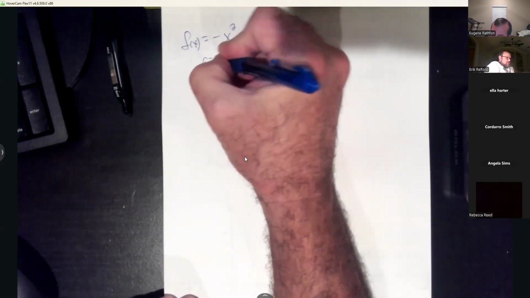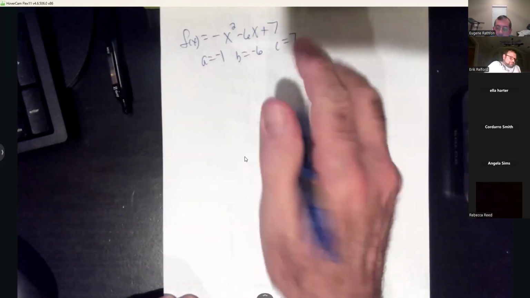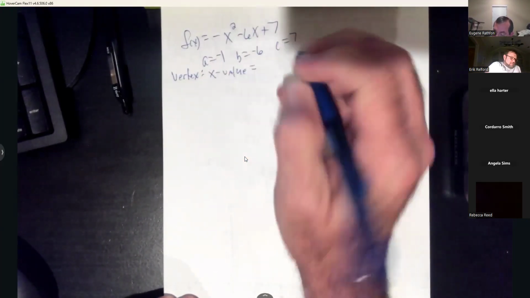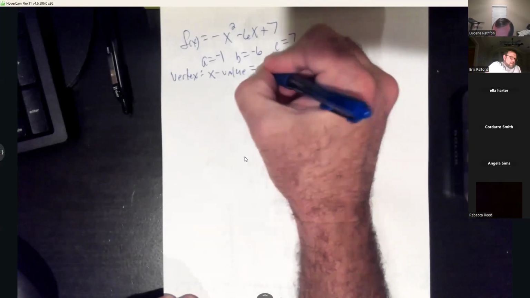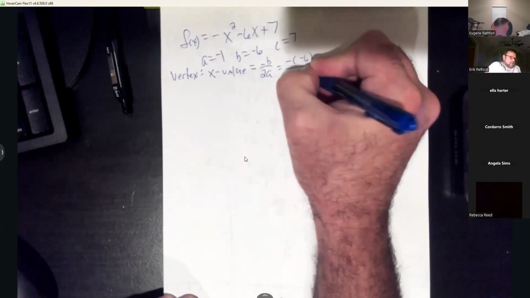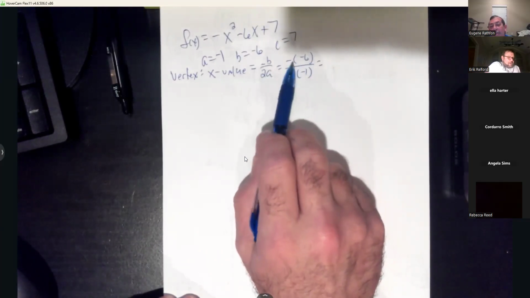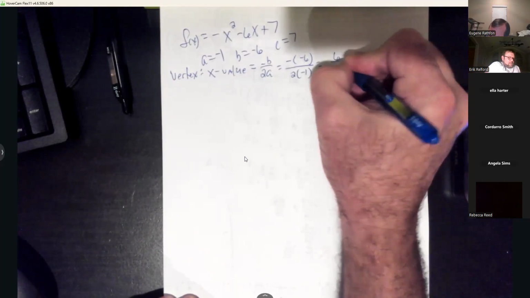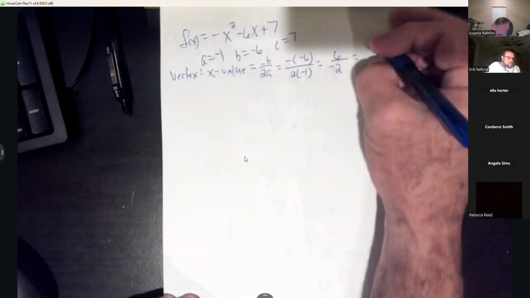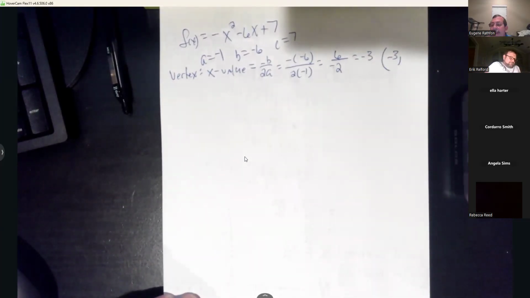All right, so let's see. A is a -1 this time. B is a -6. And C is 7. So we're going to find our vertex, x value first. Negative B over 2A will equal a negative times -6 over 2 times a -1. Right, because my A is negative this time, so I had to put a -1 in here. So on top, negative times negative makes that a +6. On bottom, 2 times -1 is a -2. And y'all look at that. 6 divided by -2 is a -3. So the x value is -3.